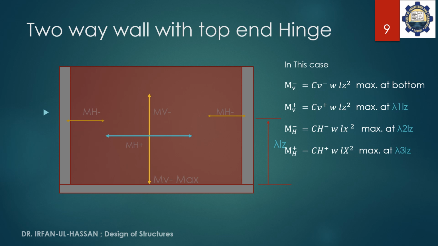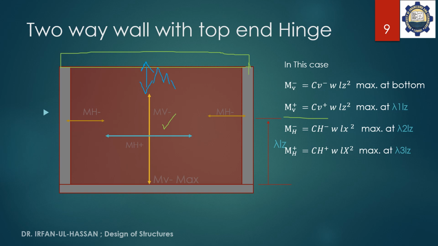So this is the second case, when the top end is hinged. When the top end is hinged, it means that the tank is covered with some heavy slab, but not monolithic with the walls. It is like a roller support or hinge support. In this case, the moment is negative in the vertical direction, but positive also. So in this zone, the positive moment is also developed.